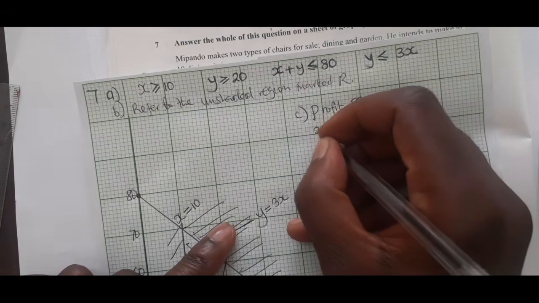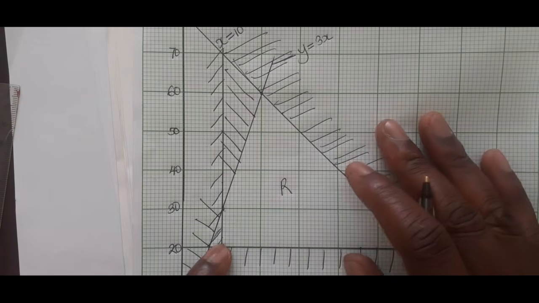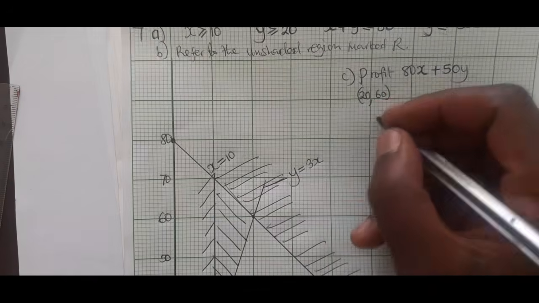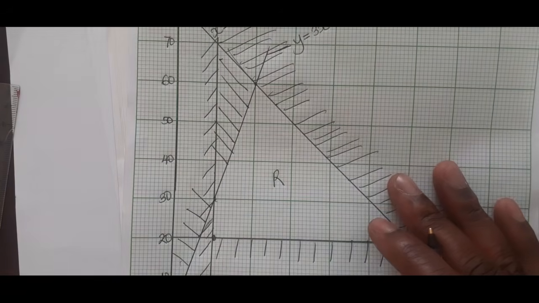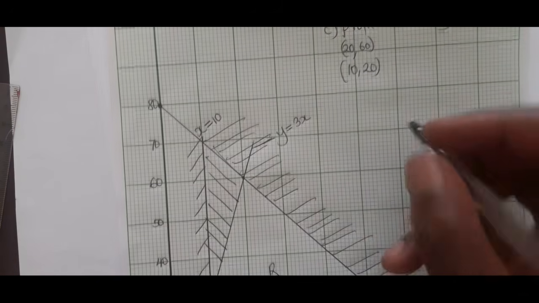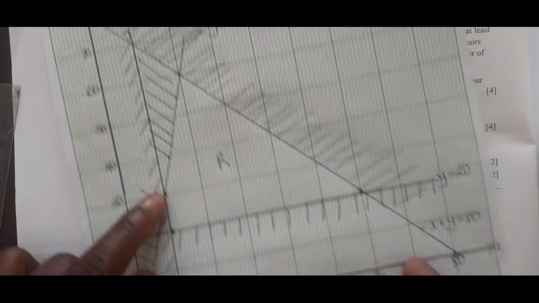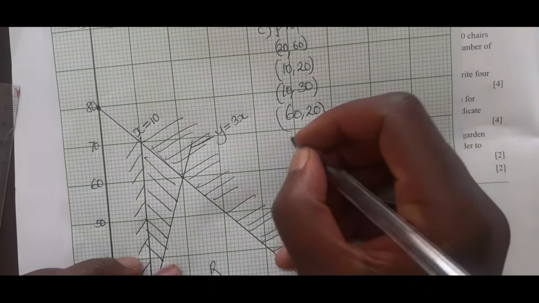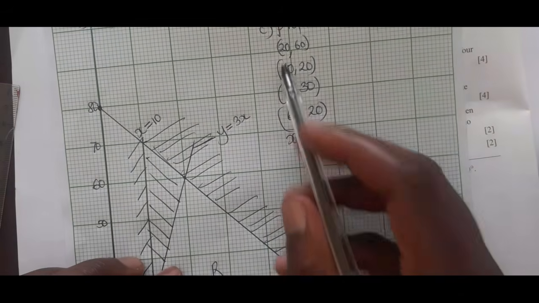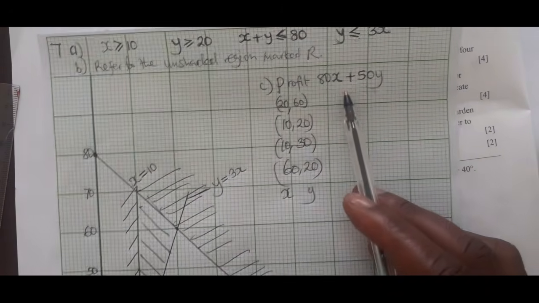This is 20, 60. Then when you come to this one, this is 10, 20. Then we have another one here which is 10, 30. The last one here is 60, 20. As you may know, this is the x and this is the y. X is the dining chairs. Y is the garden chairs. And the profit function is this one.